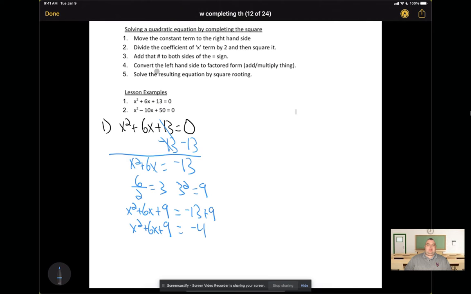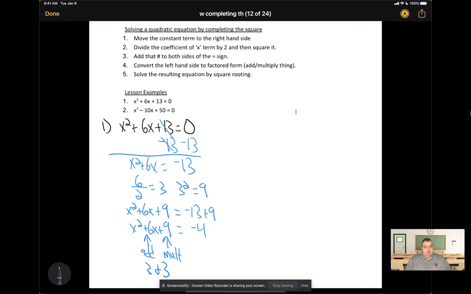Step 4, convert the left-hand side to factored form. Remember that add-multiply thing that I've done in the past. So take the left-hand side, which in this case is x squared plus 6x plus 9, and convert that to factored form. I am looking for two numbers that add up to 6 and multiply to 9. In this case, that's going to be 3 and 3. If you're not sure, there's no shame in checking. 3 plus 3 is equal to 6, and 3 times 3 is equal to 9.